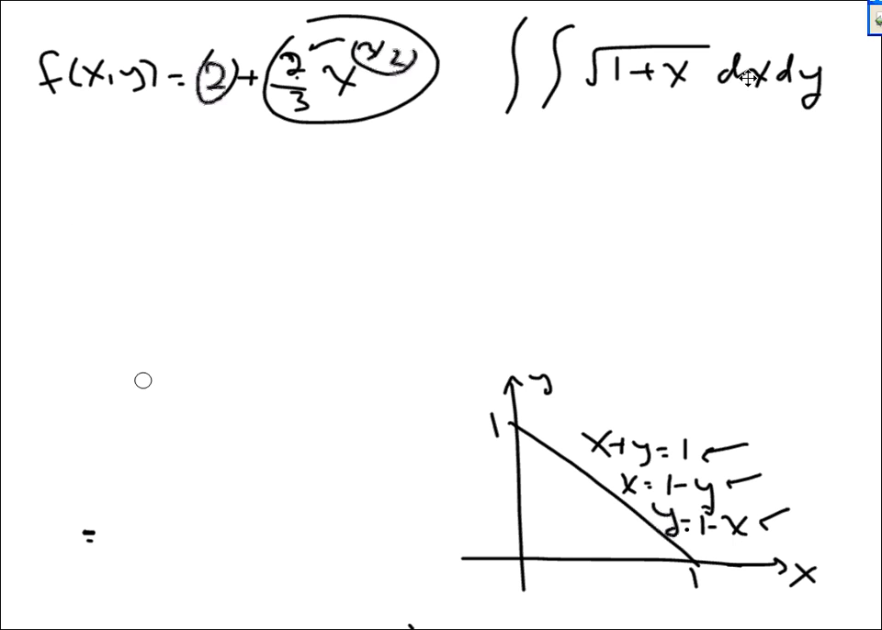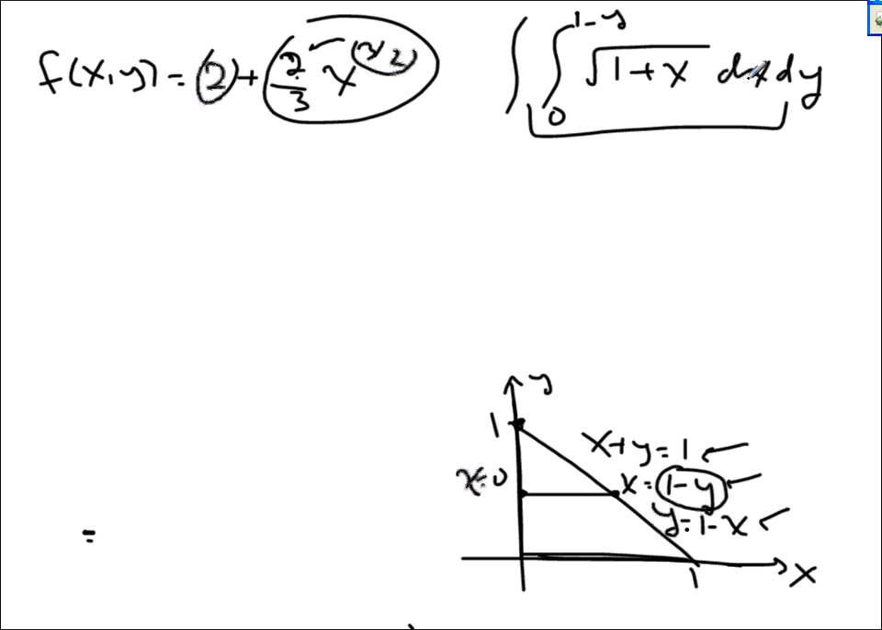I wrote dx first. Well, x goes that way. I know that x is always 0 anywhere along this line. So right here x is 0, and right here x is 1 minus y. 0, 1 minus y. Inside this triangular region, the least y is 0. The most it is good old 1. 0 to 1.